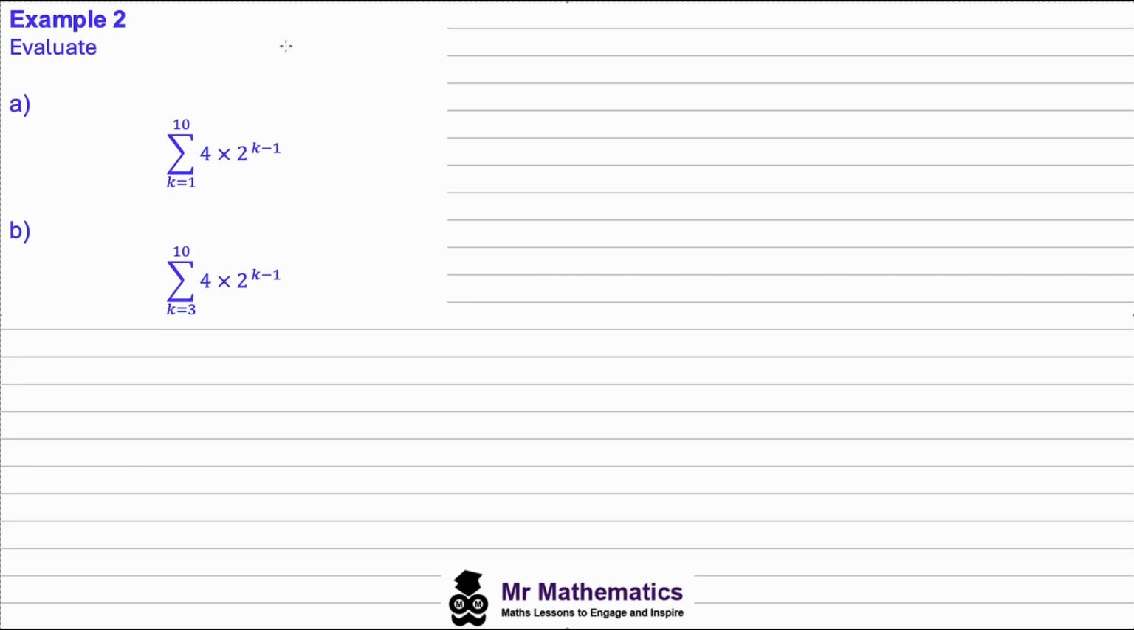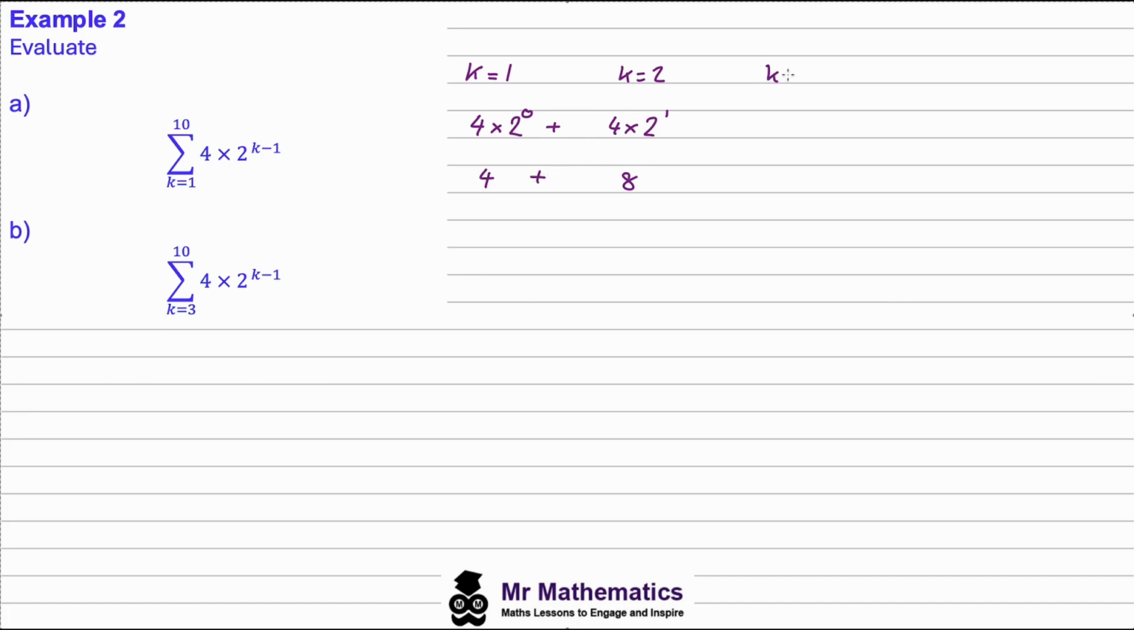For question 2, now we're looking at a geometric series. So we'll go through the same process. We'll work out the first few terms. When k equals 1, we'll have 4 times 2 to the power of 1 take away 1, so 2 to the 0. This works out as 4. When k equals 2, we'll have 4 multiplied by 2 to the power of 2 take away 1, and this is 8.